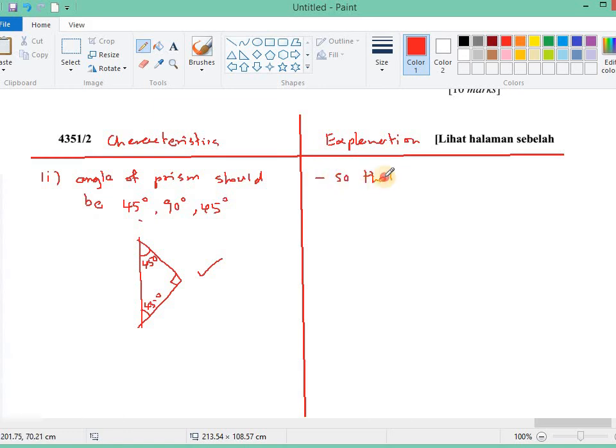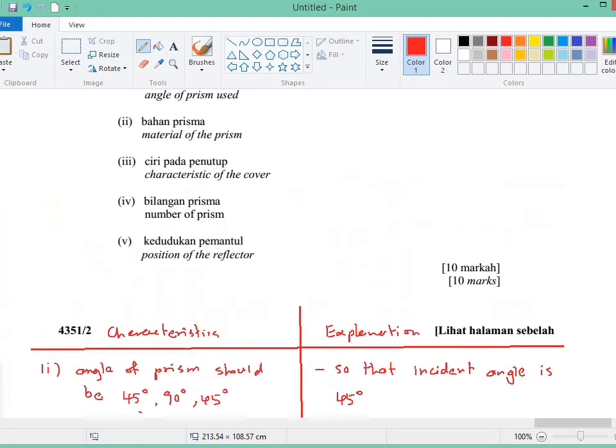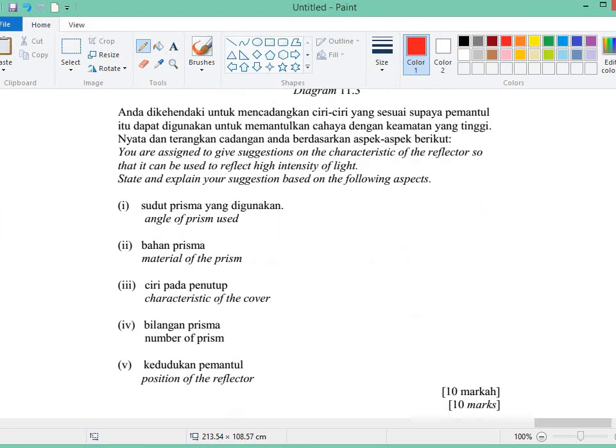Okay, so explanation. So that incident angle is 45 degree. Okay, that means the incident angle onto the back of the prism.